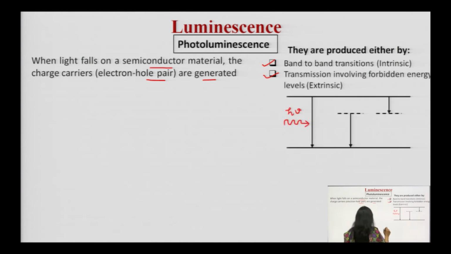You can understand with the help of this particular diagram. See, here this light is imparted and falls on a semiconductor. If an electron moves from this point A to the point B, there is a direct transition, band to band. So, this is known as intrinsic.